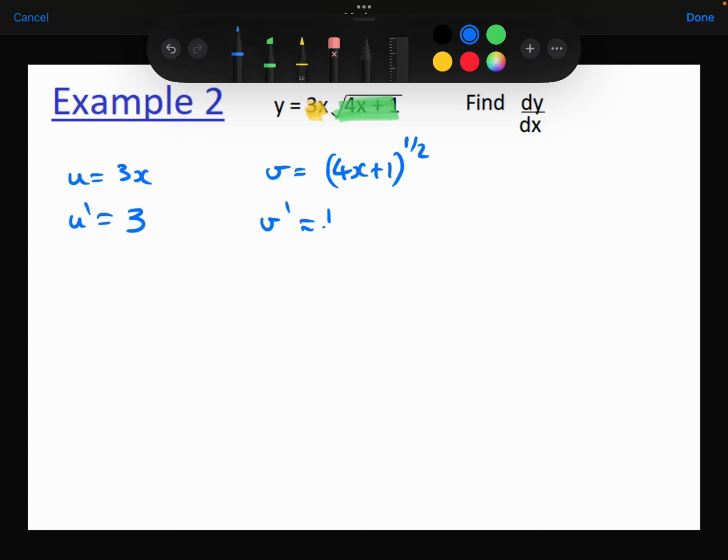So let's differentiate the outside function first. So we'll times by a half, keeping the inside the same, take 1 away from the power. Now by the chain rule, I have to multiply this by the derivative of the inside. The derivative of 4x plus 1 is 4. Then we notice that this v dash is going to simplify a little bit because a half times 4 is just 2.